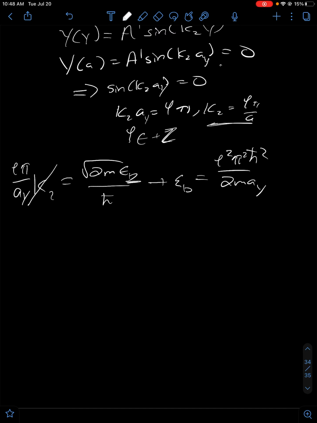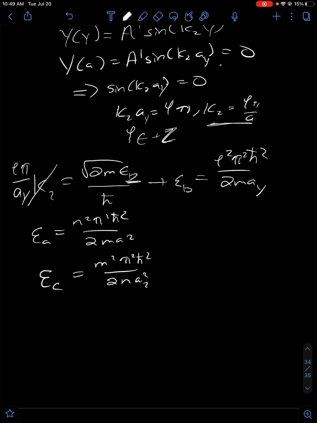Similarly, we get that epsilon a equals n squared pi squared h bar squared over 2m ax squared. I was reserving the n for the x case. And epsilon c is m squared pi squared h bar squared over 2m az squared. This should be ax squared. Alright?